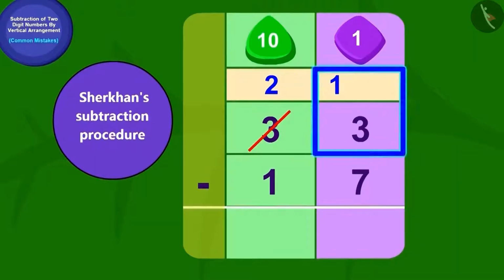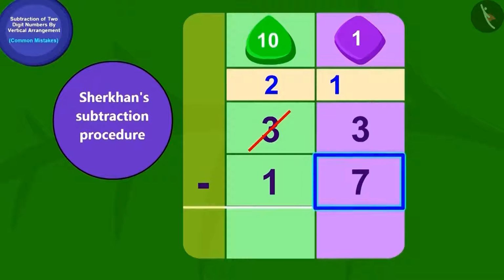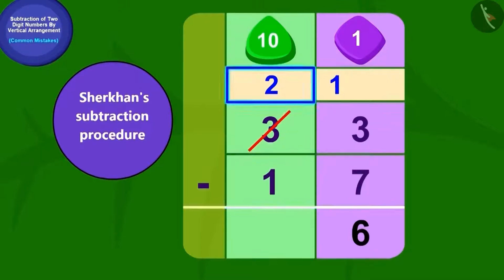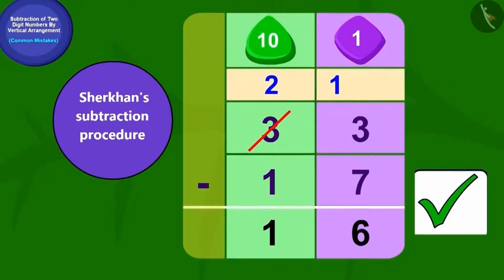If we remove 7 ones out of 13 ones, then we have 6 ones left. And by removing 1 ten from 2 tens, we will be left with 1 ten. Sher Khan has also written his answer like this. So his answer is absolutely correct. Now Sher Khan is ahead of Chanda by 1 point. Let's see what is the last question of the competition.